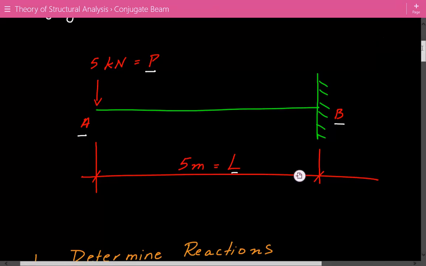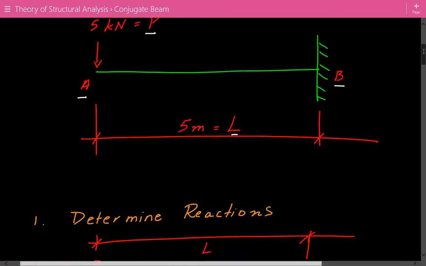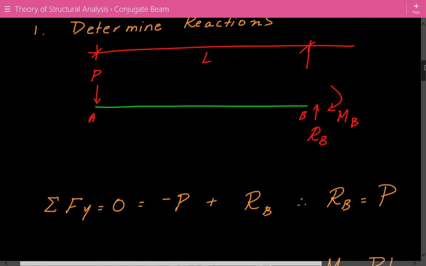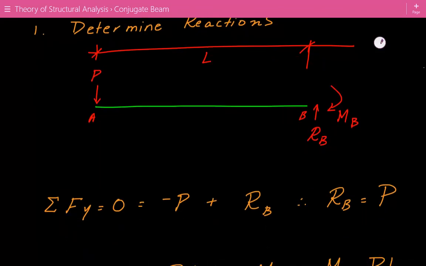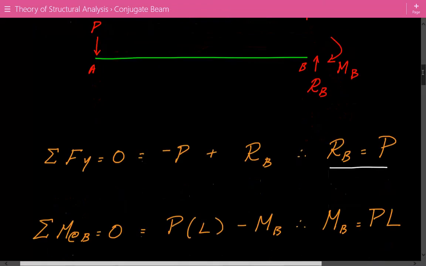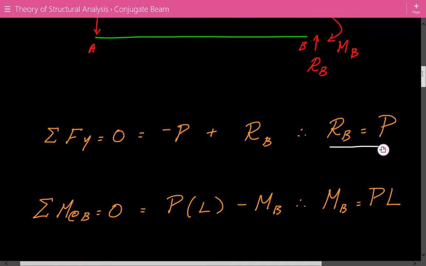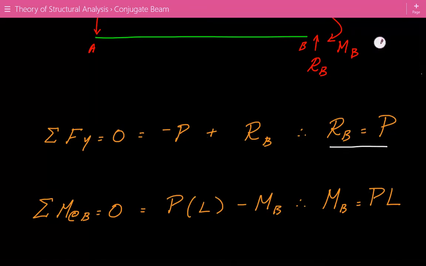So the first thing we're going to do is calculate the reactions at the fixed support at B. The vertical reaction at B is simply equal to the load P. This is just using basic statics. And the bending moment is equal to the concentrated load times the moment arm, which is equal to the beam length since the load is placed at the end. So the moment is equal to P times L.